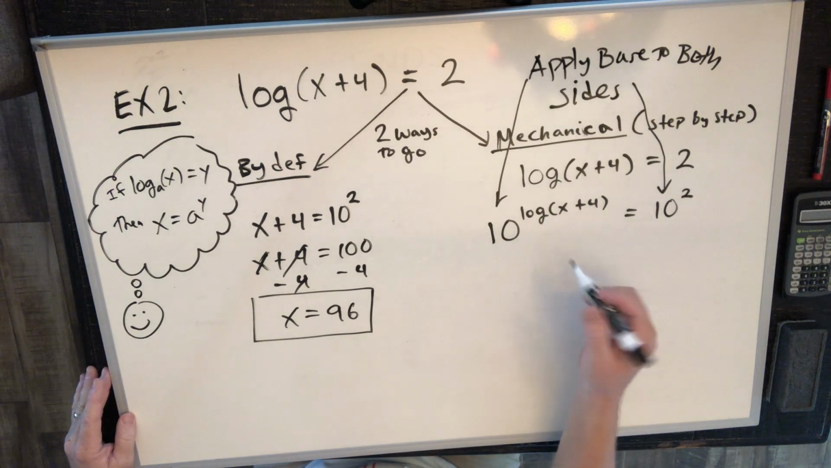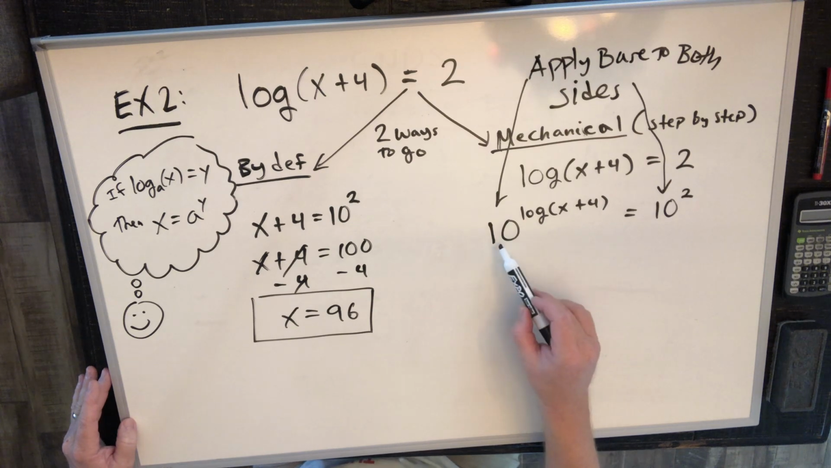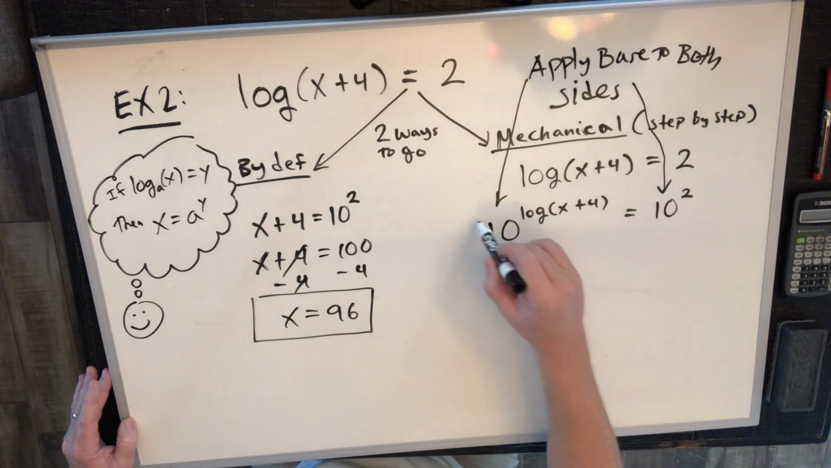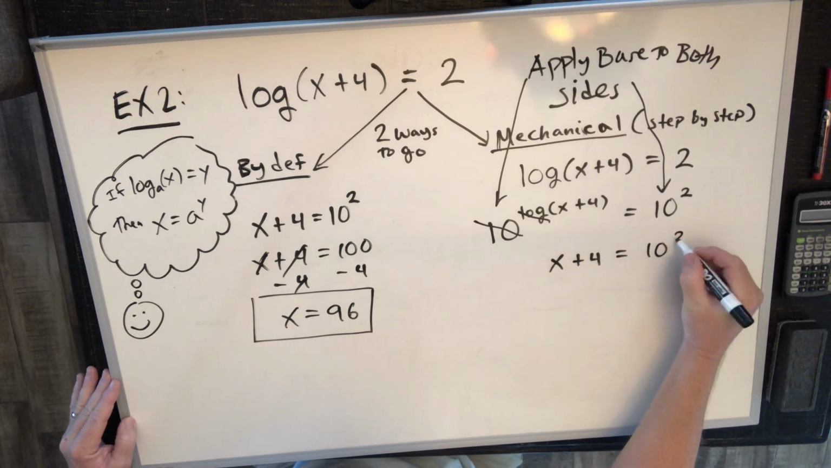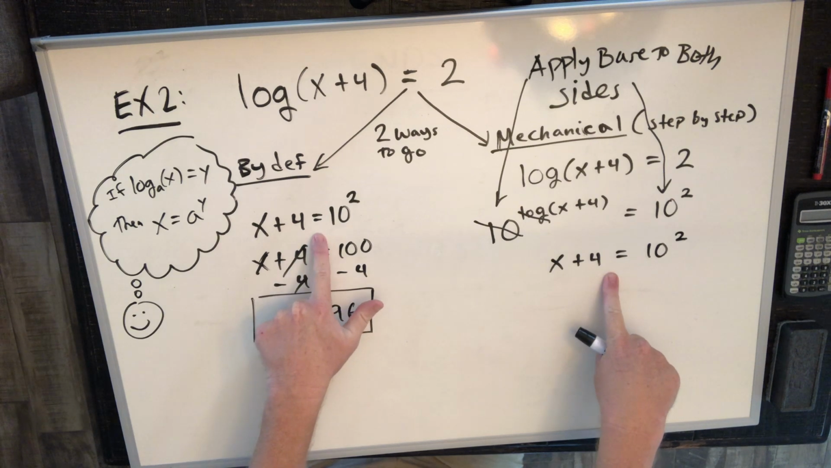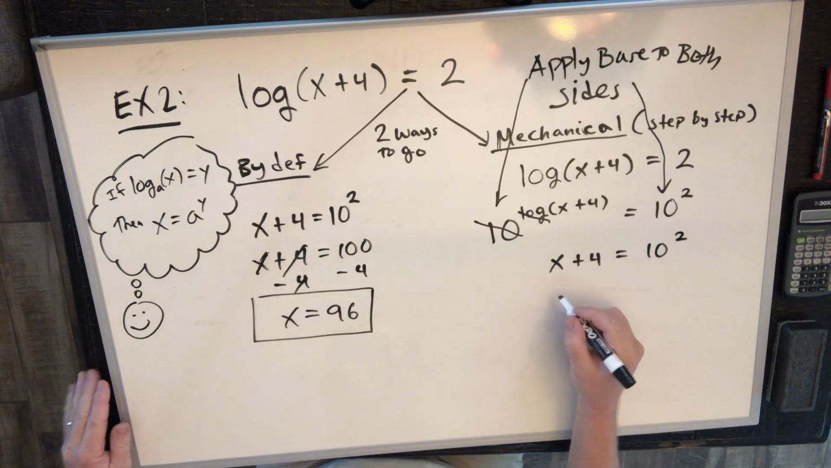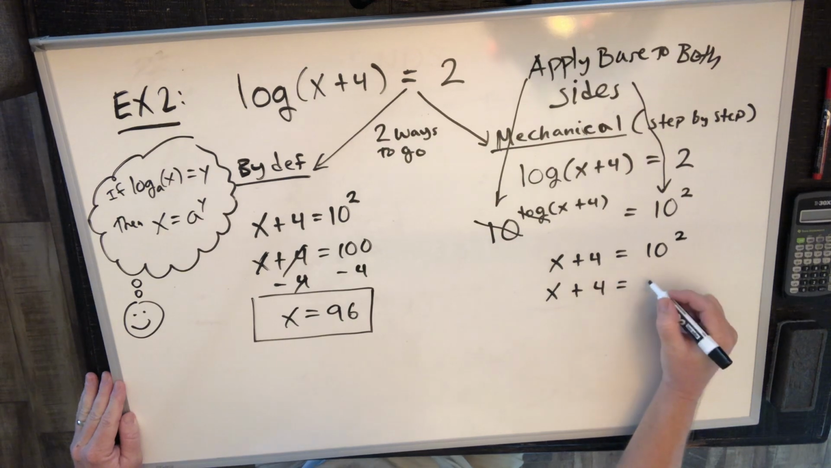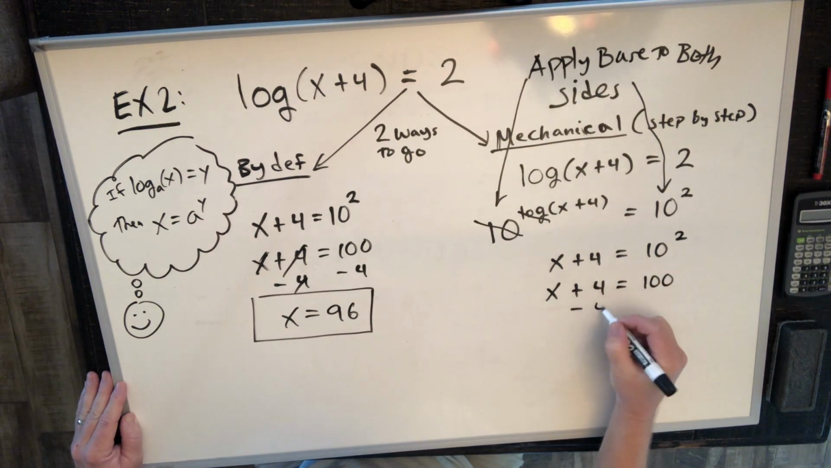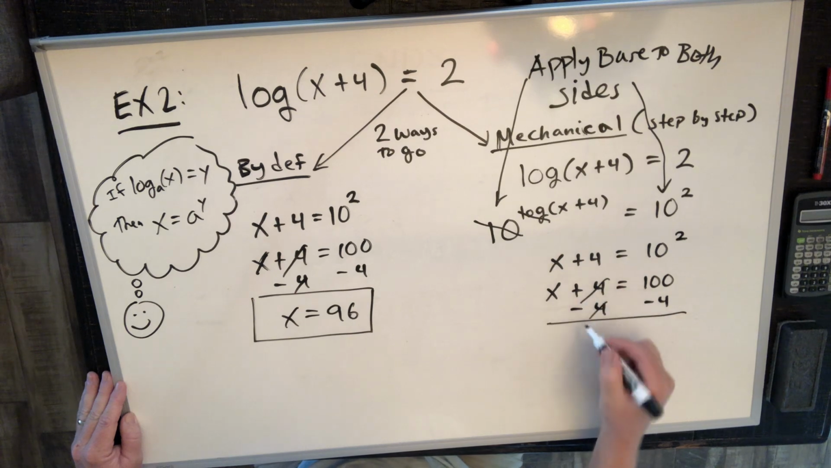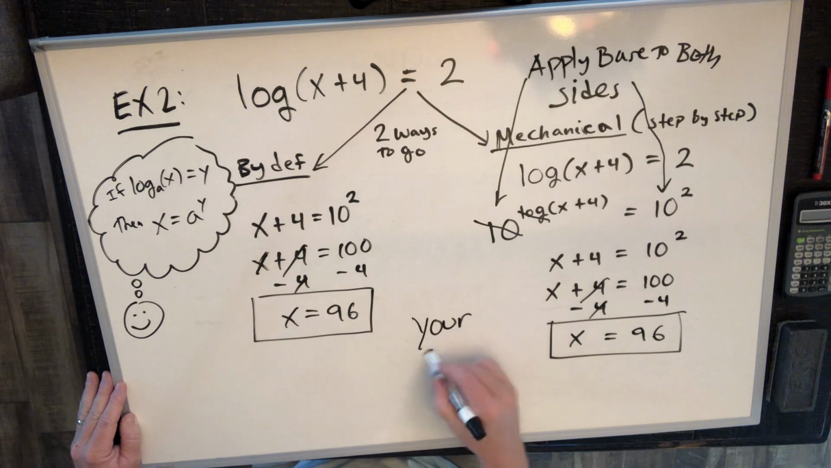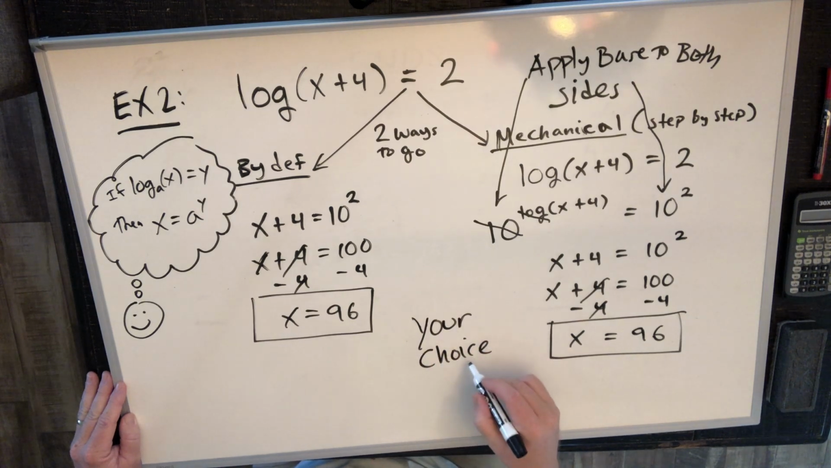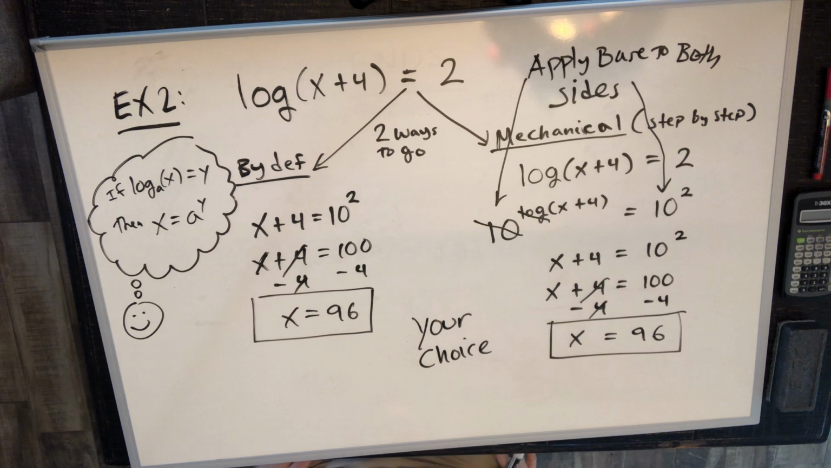You use the property of logarithms that says same base, same logarithm, cancels out. You get x plus 4 equals 10 squared. It brings you to the same equation that we got by using the definition, and you should get exactly the same result. So either way, your choice. You have two different ways to solve the equation, and you should get the same result either way.